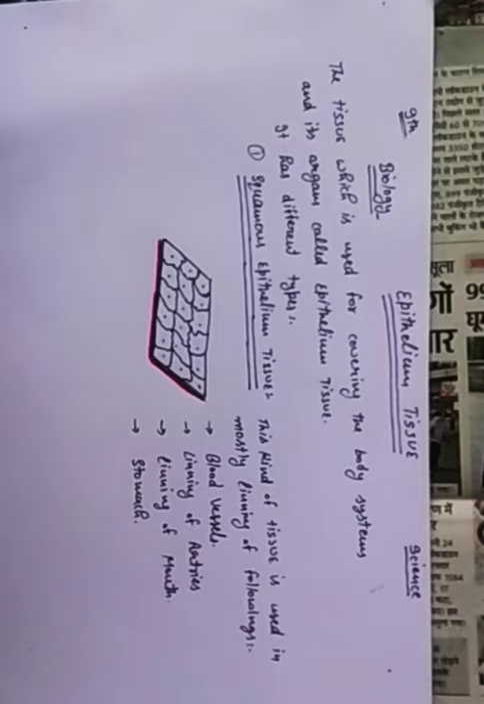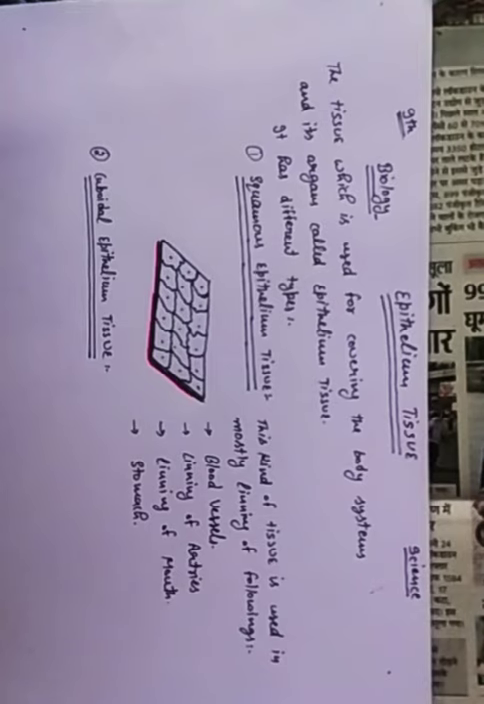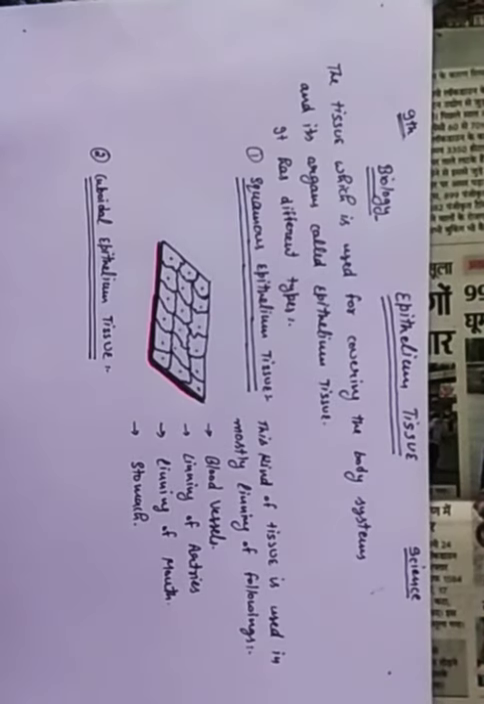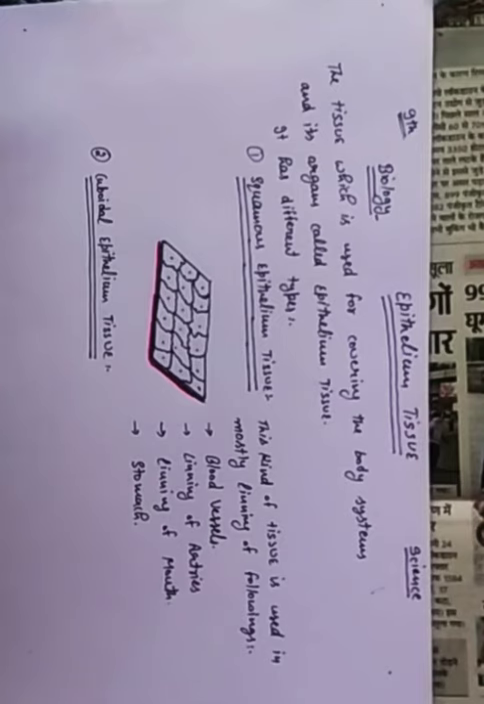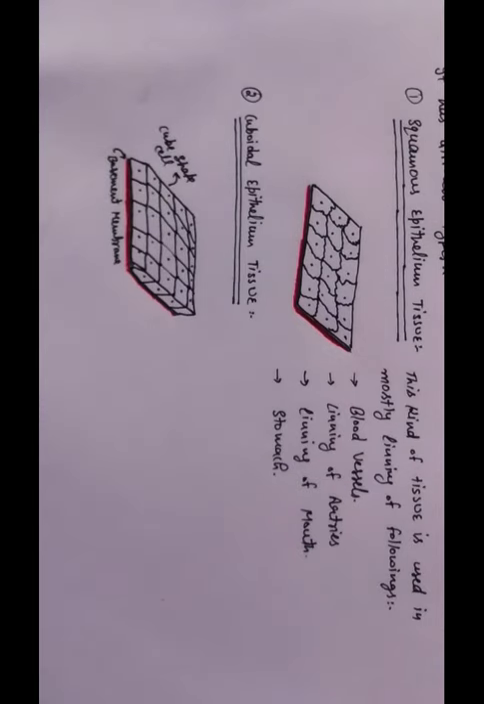So next type of tissue is cuboidal epithelium tissue. This type of tissue has cube shaped cells, whereas squamous epithelium tissue has flat cells. On the other hand, cuboidal epithelium tissue has cube shaped cells, which means the cells of the tissue are cube in shape, which are located on the basement. So cuboidal epithelium tissue is present in our different body parts.